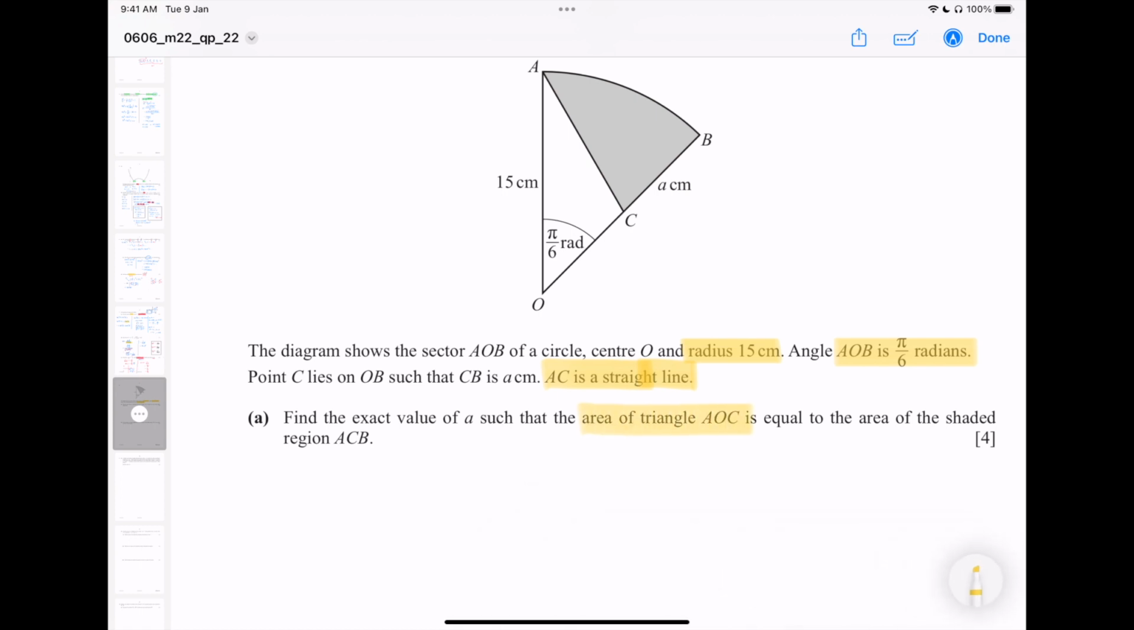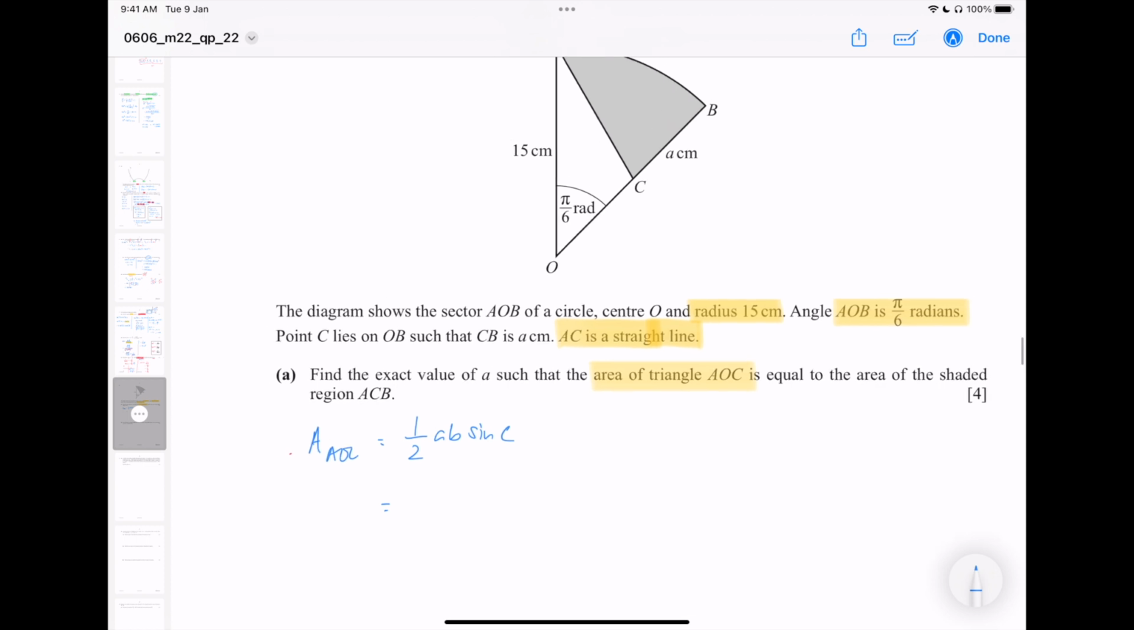So, area of triangle AOC. Let's try and get that first. Area of AOC, I'm going to use blue. It's a triangle, so half ab sine C. The reason why I use half ab sine C is because there is no 90 degrees, so I cannot do half base height. Now, length A is 15, that's A. B, this is just 15 minus A, isn't it? So 15 times 15 minus A, sine angle is pi over 6.